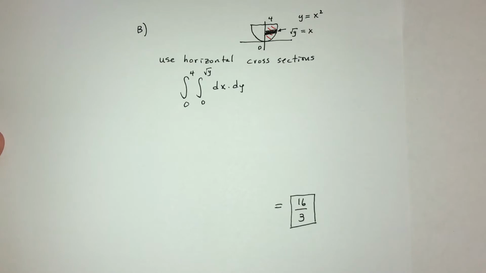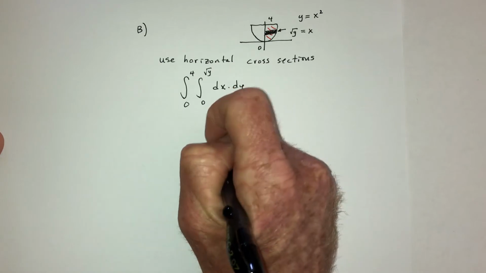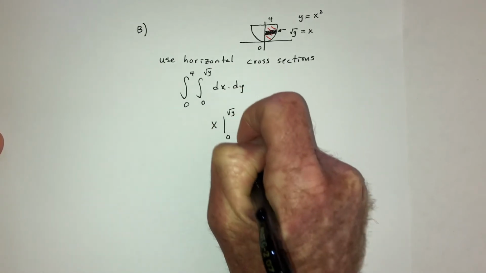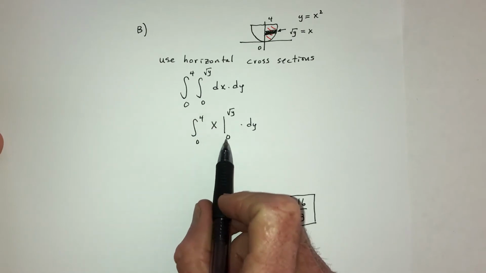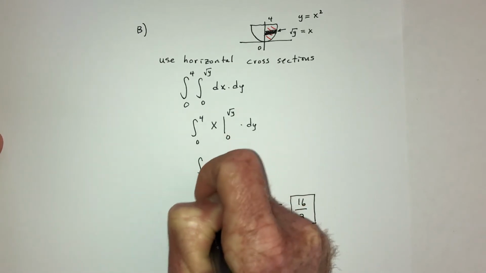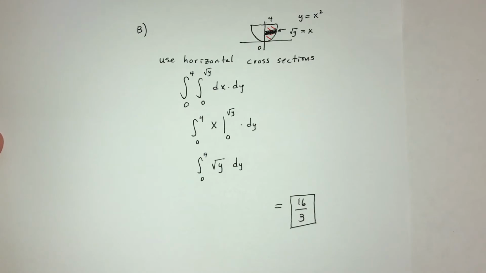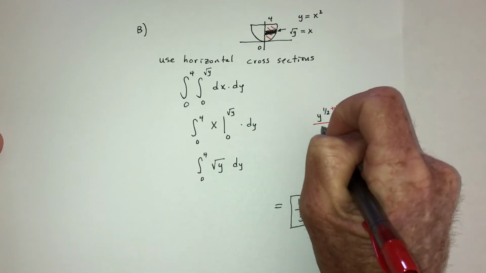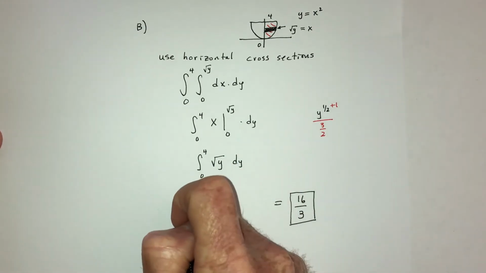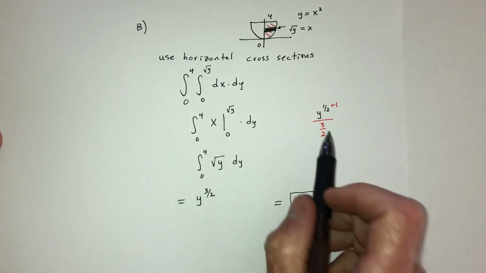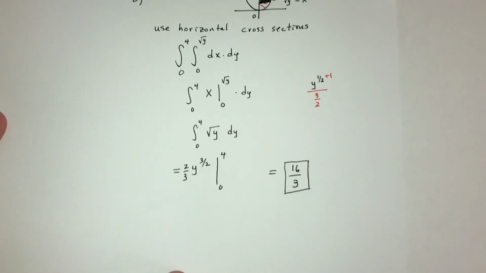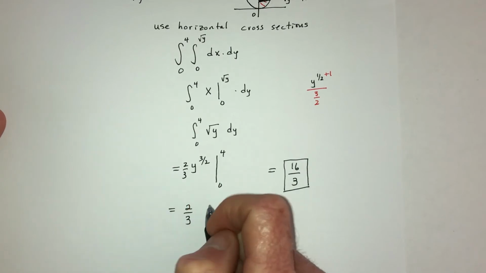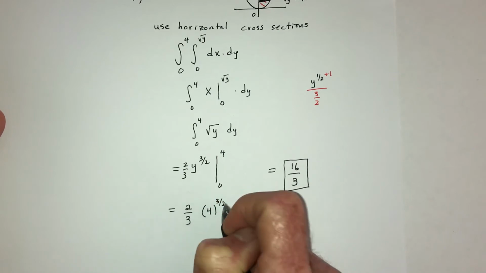Did we get the same answer as last time? 16/3. Let's see. So integrate with respect to x. So this becomes just x evaluated from 0 to the square root of y. And then substitute the limit. So this is going to be the square root of y minus 0. So that's just the square root of y. And then, over here on some scratch paper, this is really y to the 1/2. So if you add 1 to the exponent, that's going to be 3/2, and then divide by 3/2. So this is going to equal y to the 3/2, and then invert and multiply by 2/3, and then evaluate from 0 to 4. So that's going to be 2/3 of the number 4 raised to the 3/2, and then minus 0.